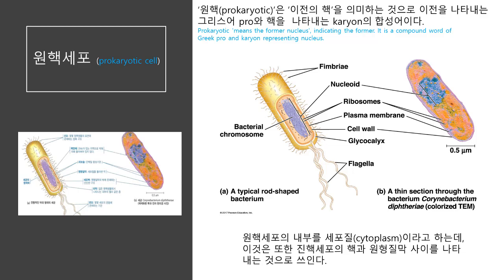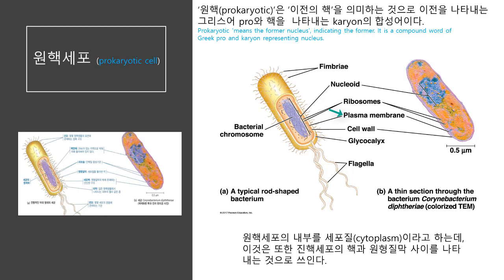And you can see we have the fimbriae. These are attachment structures on the surface of some prokaryotes. Then we have the nucleoid. This is where all the DNA is located. We have the ribosomes. This is where all the proteins are made. We have the plasma membrane.